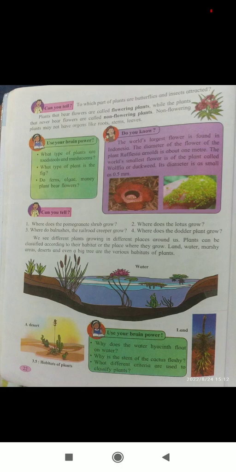Can you tell where the pomegranate shrub grows? Where do bulrush and the railroad creeper grow? Where does the lotus grow? Where does the Duda plant grow?